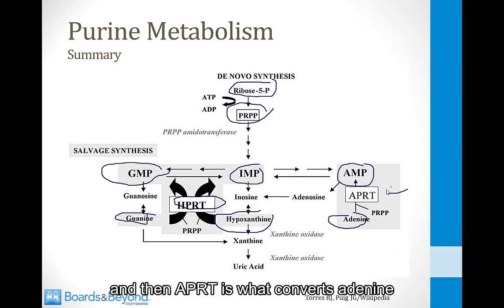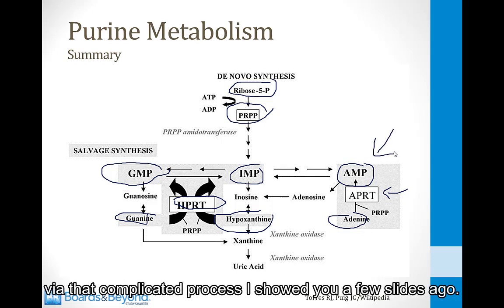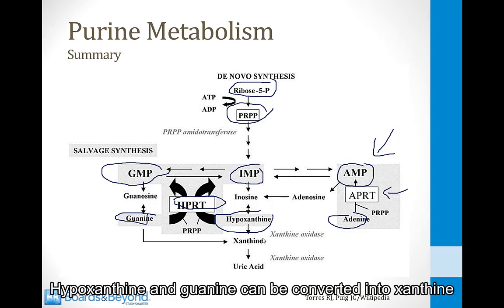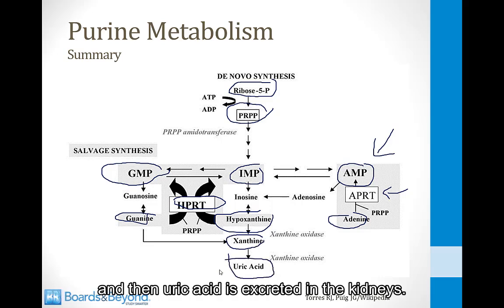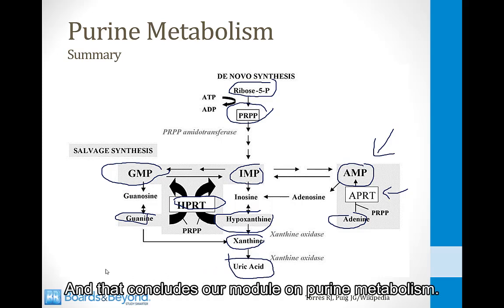And then APRT is what converts adenine back into adenosine monophosphate via that complicated process I showed you a few slides ago. Hypoxanthine and guanine can be converted into xanthine, and that can be converted into uric acid, and then uric acid is excreted in the kidneys. And that concludes our module on purine metabolism.